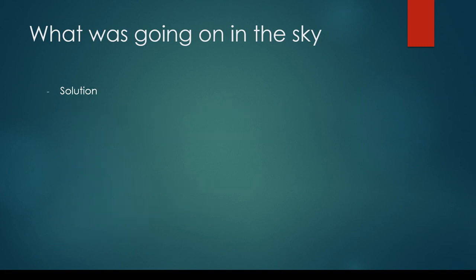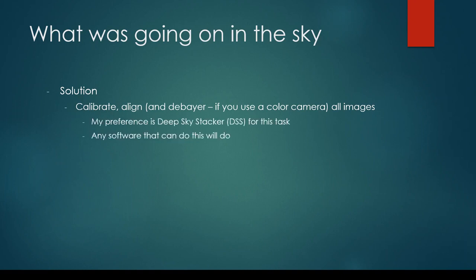So what's the practical solution to achieve all of that? First, we want to calibrate and align all of our images like we would do, let's say, for a normal astrophotography processing session. And for this, I prefer Deep Sky Stacker, but it could in principle be any software that can calibrate and align and debayer if you use a color camera. Then we want to stretch these images we produced, all the calibrated ones, and create an animation out of them.